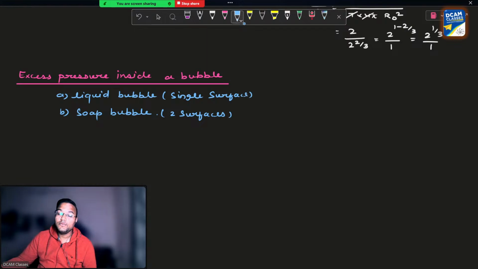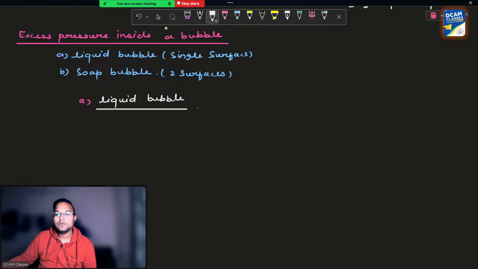Now, how do we calculate the pressure difference? Let me show it for the liquid bubble, and then you will be able to understand. Actually, the derivation is not important, but I'm telling you, if they change something, you will be able to do the questions then.